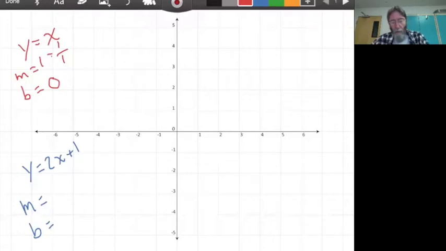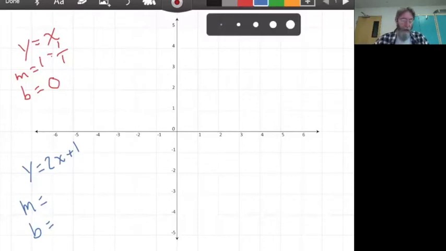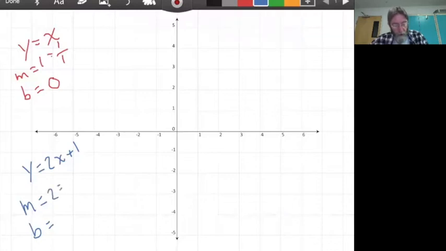Let's go down to our blue line and take a look at what that one looks like. So for our blue line, our slope, the number that's multiplied by the x, is 2, which as a fraction we're going to write as 2 over 1. And our y-intercept is going to be 1, or plus 1.